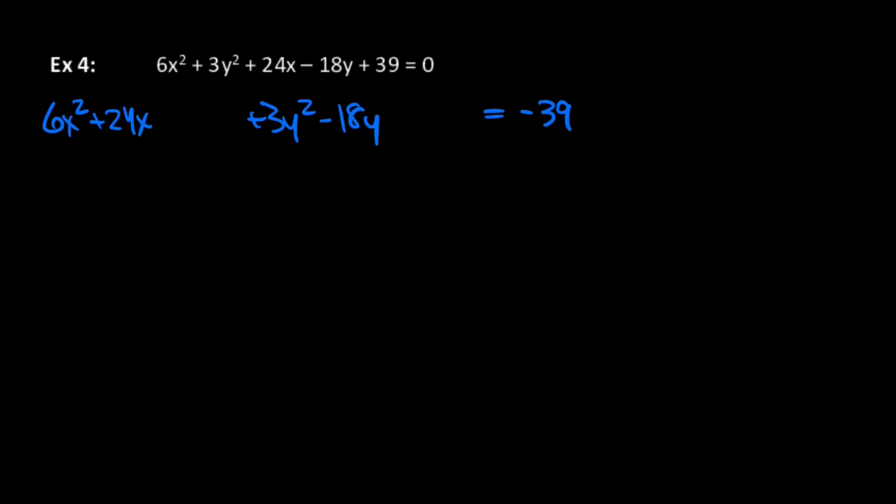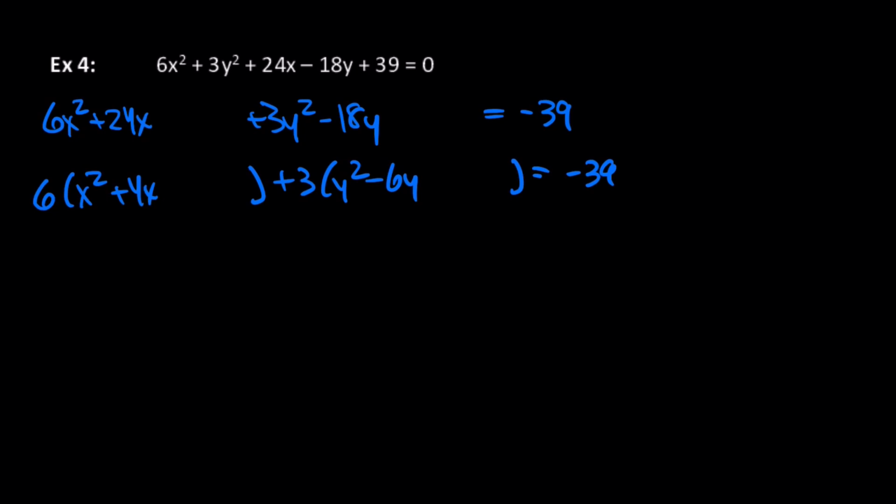Next thing I need to do is take out a GCF in both groups. So I'll take out a 6 here for the x's. That gives me x squared plus 4x. Take out a 3 for the y's. That leaves me with y squared minus 6y. And that equals negative 39. And now we're going to complete the square.